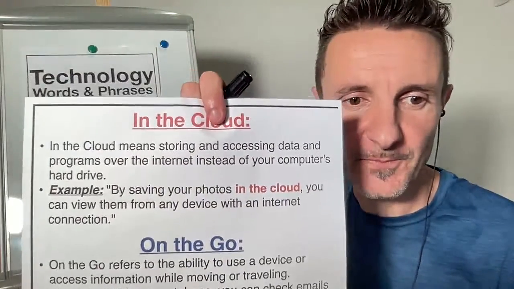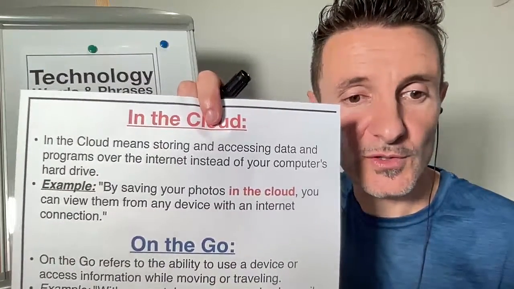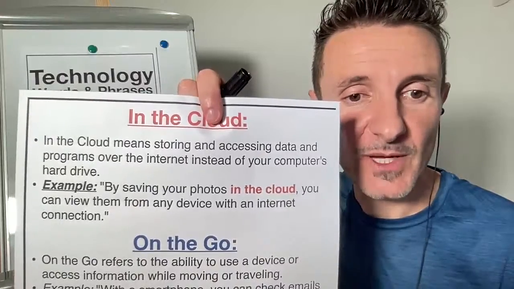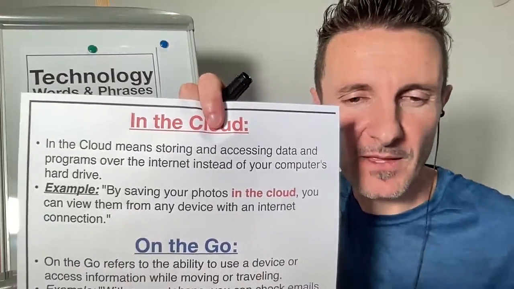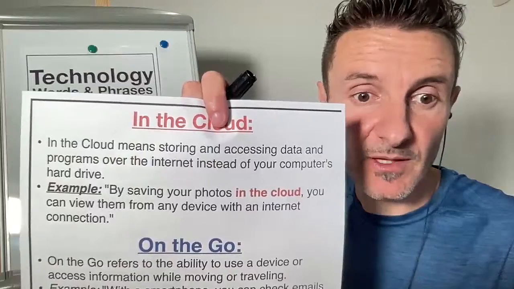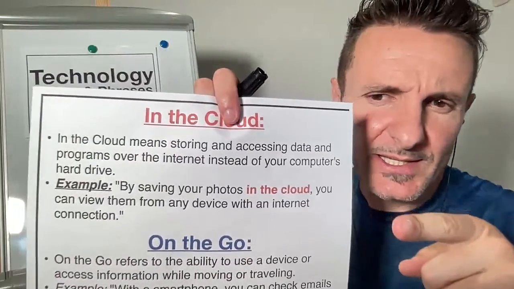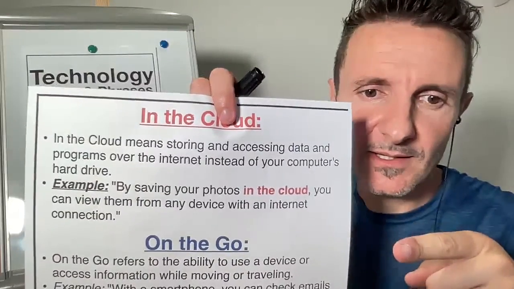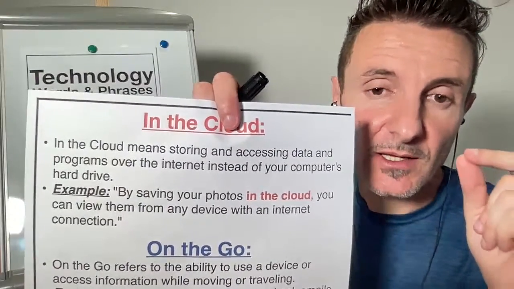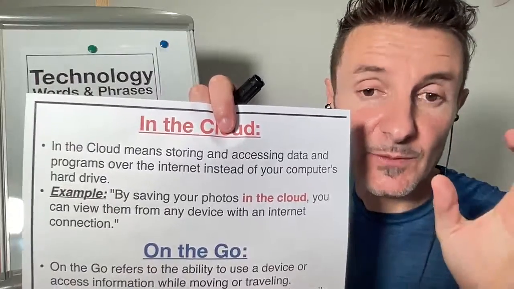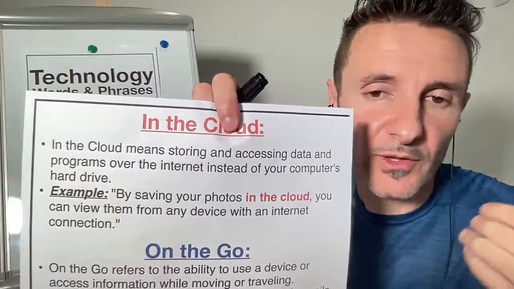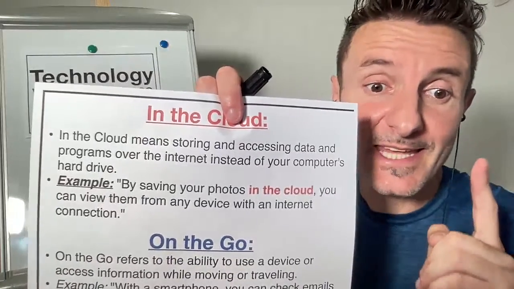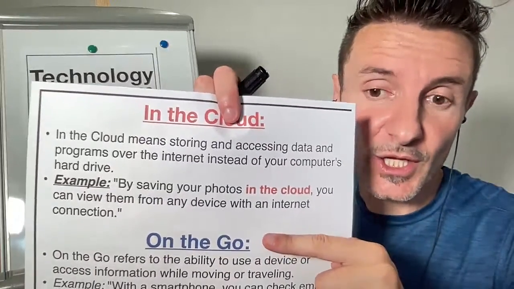All right, so here's on the go. On the go refers to the ability to use a device or access information while moving or traveling. So this means you can use something while you're moving. Who can list a device that you can use while you're moving? Who can put in the chat the name of a technology tool, a machine that we use while we move, while we walk, while we're in the car, while we're on the train? What device do we use while we move? What device can we use on the go?